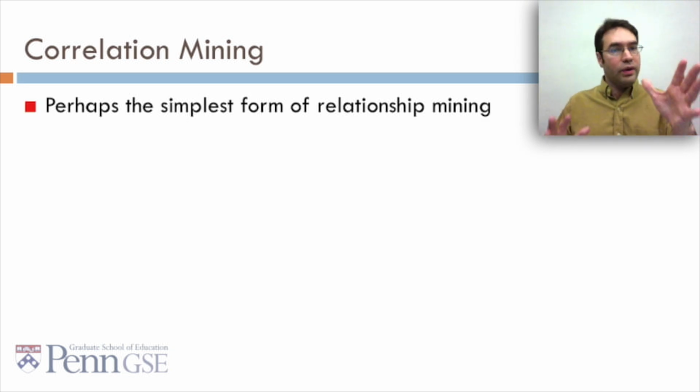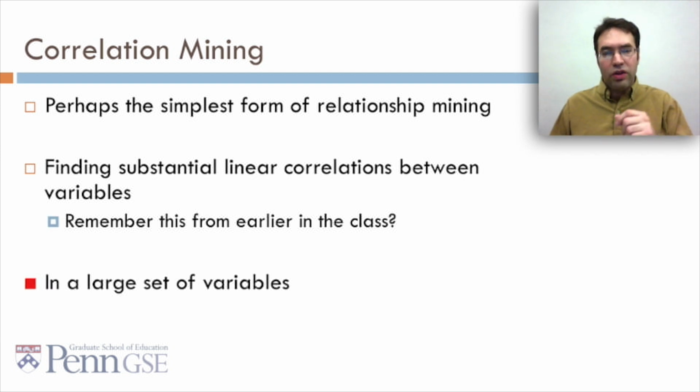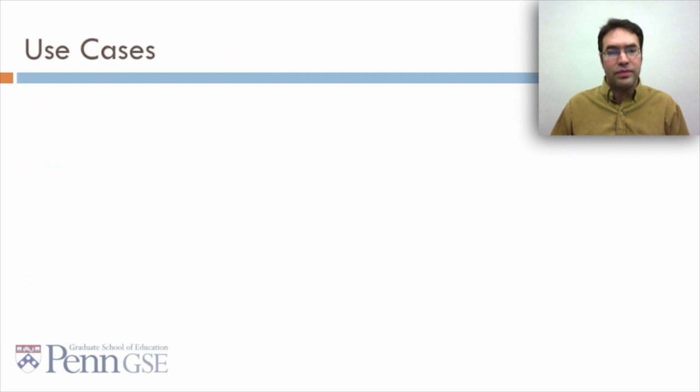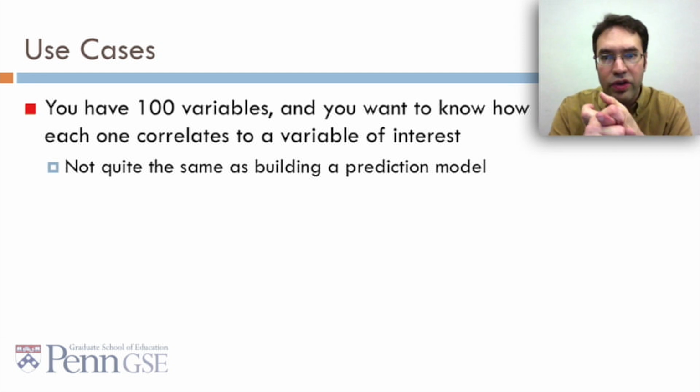In correlation mining, which is probably the simplest form of relationship mining, and it precedes people thinking about data mining by decades, you just try to find substantial linear correlations between variables. And you may remember linear correlations from earlier in the class, week 2, in a large set of variables. Some of the use cases that you might think about include you have 100 variables and you want to know how each one correlates to a variable of interest.